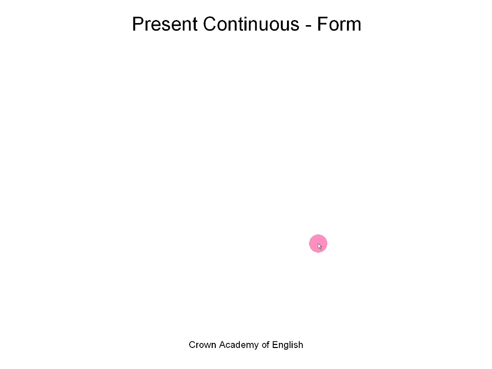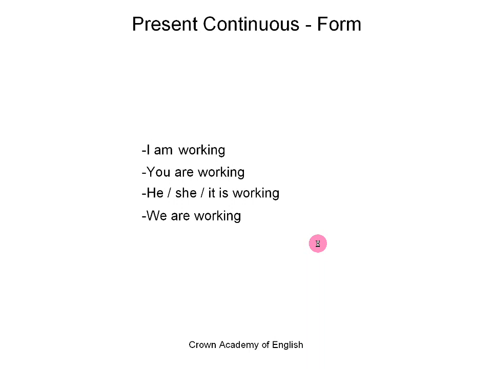So we'll start by looking at the form of the present continuous tense to see how it is spelt, and so let's start. I am working, you are working, he, she, it is working, we are working, and they are working. So this is the form of the affirmative of the present continuous tense.